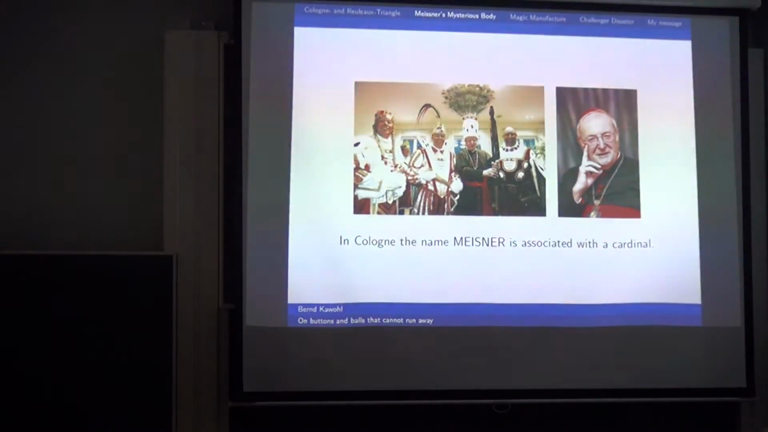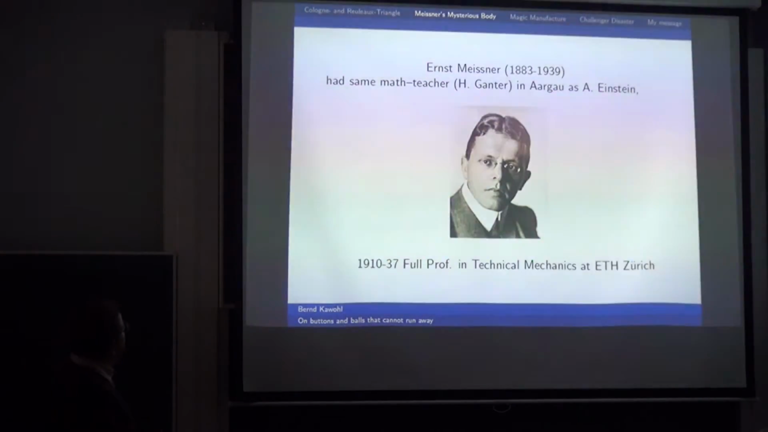And when I talk in Cologne about bodies of constant width and mention that the body of Meissner has constant width, people always smile because we have a cardinal by the name of Meissner in Cologne. But it's not this cardinal. It is somebody else, Ernst Meissner. Ernst Meissner was a student of Hurwitz, and he had the same mathematics teacher in high school as Albert Einstein. And he talks very positively about his math teacher. He says, this teacher took us seriously somehow. And he treated us like real people.